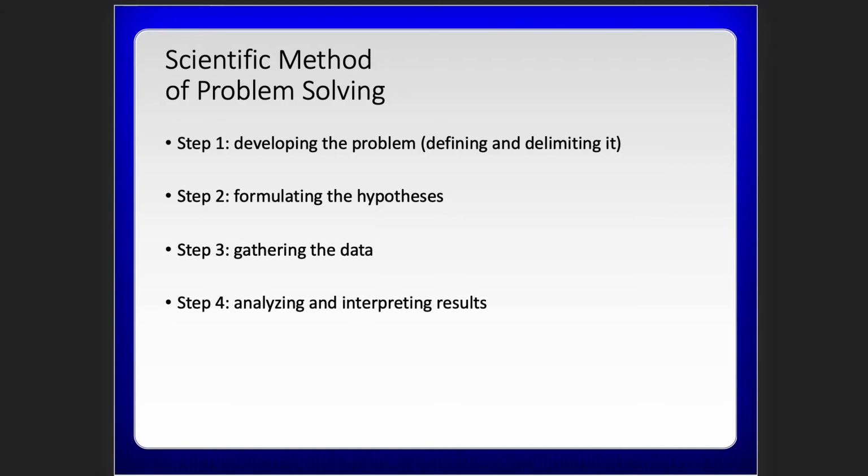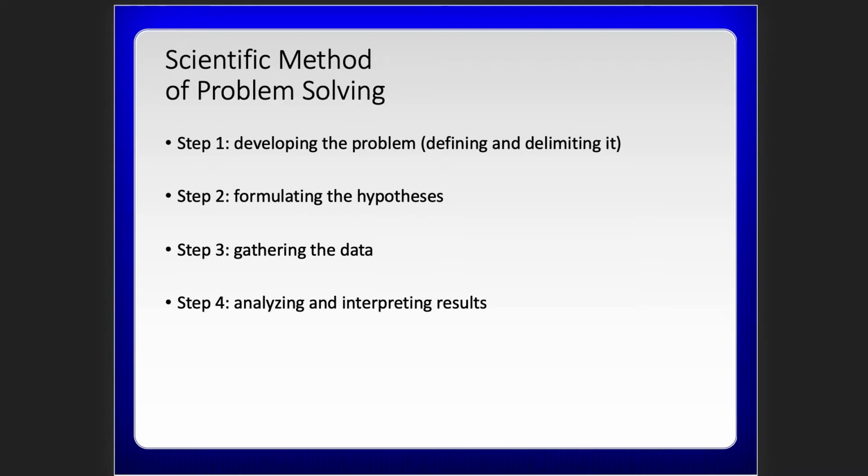All right. Now the scientific method of problem solving. Step one, you've got to develop the problem. You define it, delimiting it. And then step two, formulating the hypothesis. What do you think is going to happen, or not happen, possibly. Step number three, gather that data. And then step number four is analyzing the data and interpreting what it says, interpreting those results.